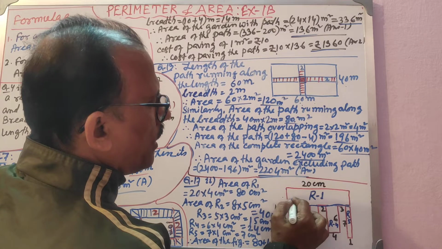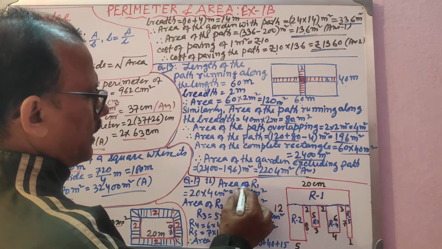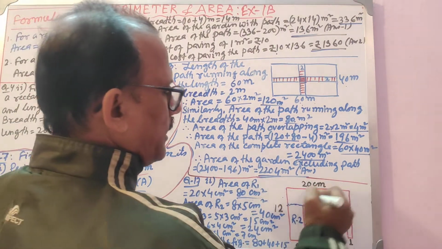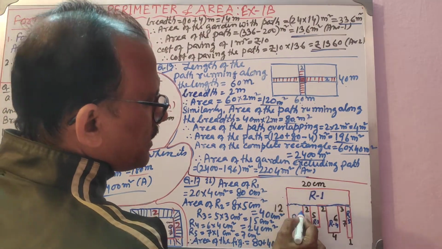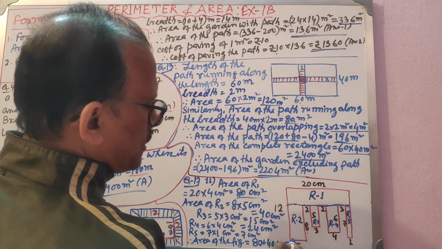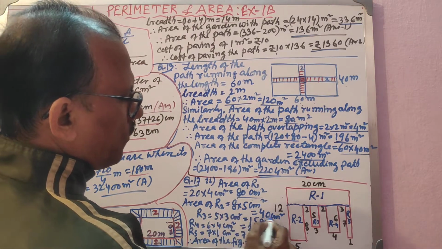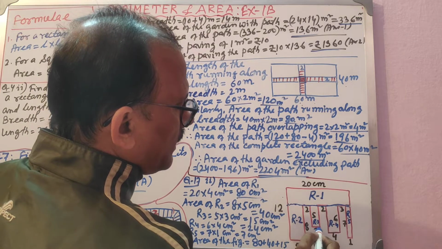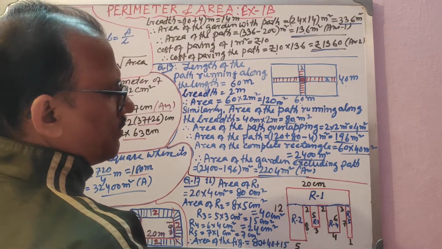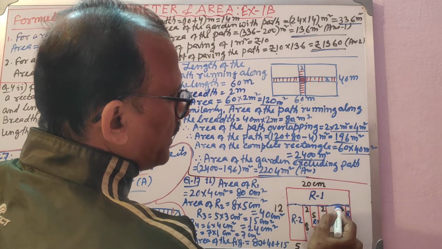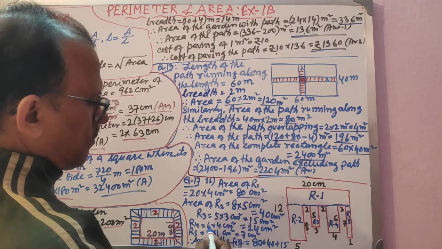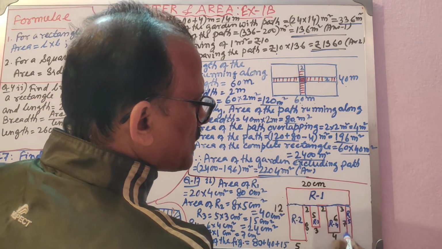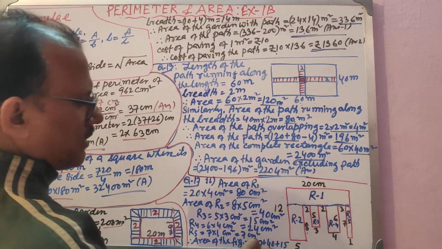So 20 by 4. R1 area will be 20 into 4, 80 centimeters square. Got it? This one's area. Now R2, here it is 8 and here it is 5. R2 will be 5 into 8, 40 centimeters square. Now R3, here it is 5 and here it is 3. 5 into 3, 15 centimeters square. R4, here it is 6, here it is 4. So it will be 6 into 4, that is 24 centimeters square. Now R5, here it is 7, here it is 1. 7 into 1, 7 centimeters square.